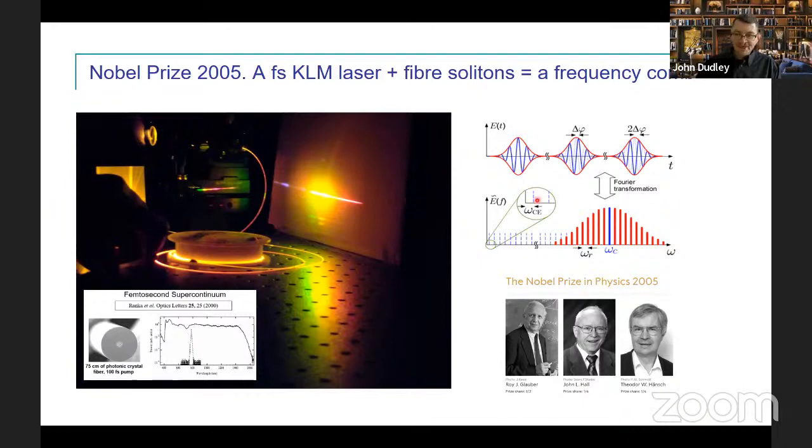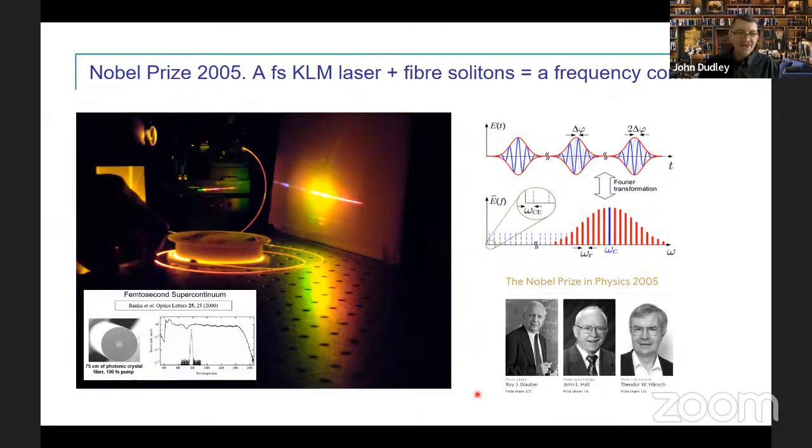And this led to the development of the stabilized frequency comb and another Nobel Prize in 2005 to Hall and Hänsch. And Glauber got half of the prize for the quantum theory of coherence, which predated all this.